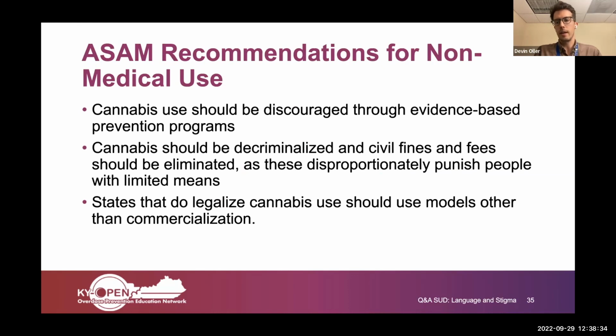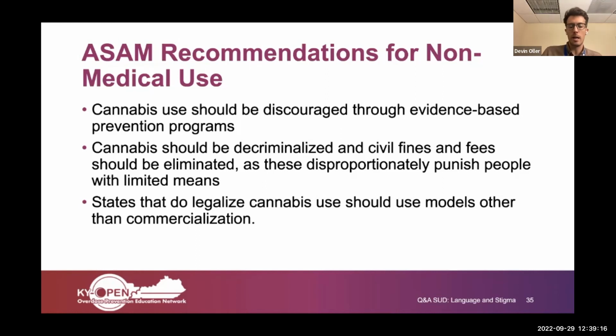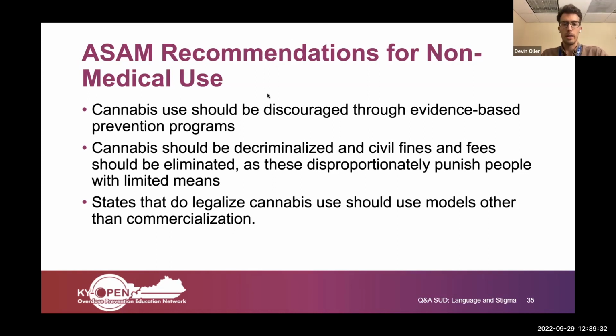As a reminder, and this is something that I feel strongly about too, the American Society of Addiction Medicine has recommendations for non-medical use of cannabis. They basically say cannabis use should be discouraged through evidence-based prevention programs because of lack of evidence around its use for a variety of different medical issues. But cannabis should be decriminalized and civil fines and fees should be eliminated, as these disproportionately punish people with limited means, right? And states that do legalize cannabis should use models other than commercialization. They make the point that rampant commercialization around tobacco and alcohol products certainly worsened the development of alcohol use disorder and tobacco use disorder in the 20th century. So those are the ASAM recommendations.